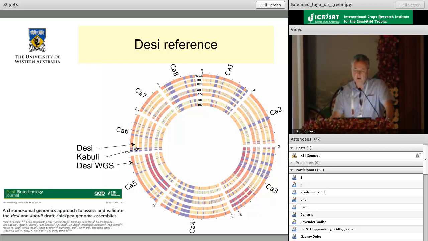This region here, which is part of the Desi chromosome 3 reference, actually had reads mapping from chromosome 8. So what they've effectively done in generating this reference is merge chromosome 3 and chromosome 8, and there are a few other errors that were picked up around here. So we start to pick up some major issues with this.